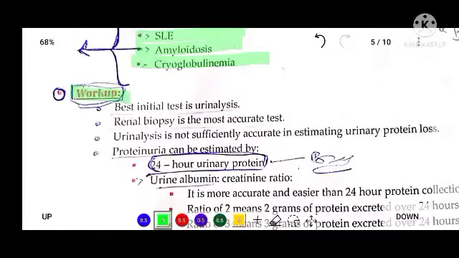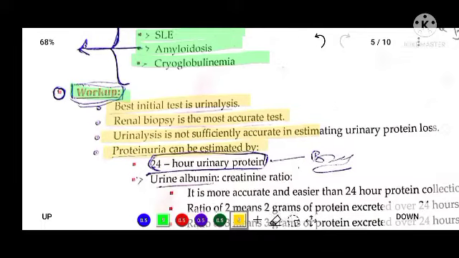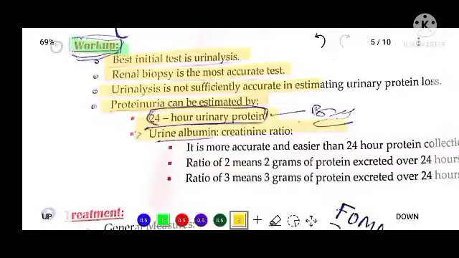Now, what workups and labs will be required for this? The basic initial test is urinalysis, then a biopsy if urinalysis is not sufficient. Then proteinuria is estimated with a 24-hour urine protein collection.